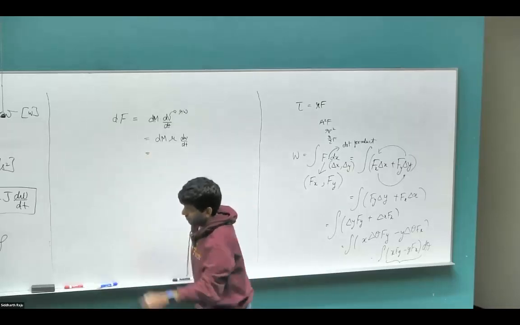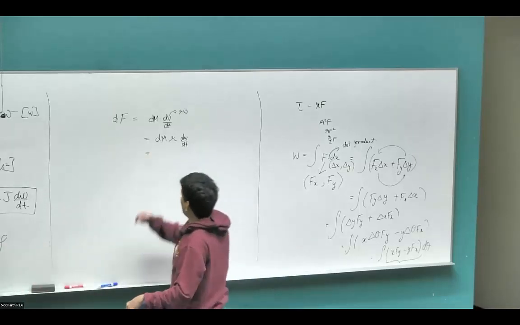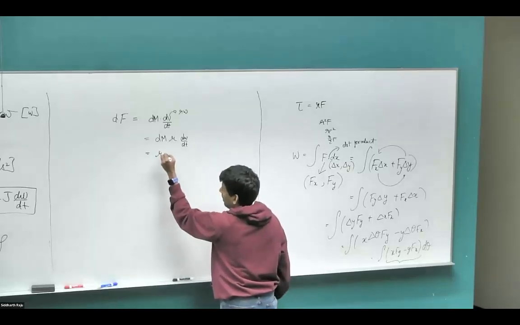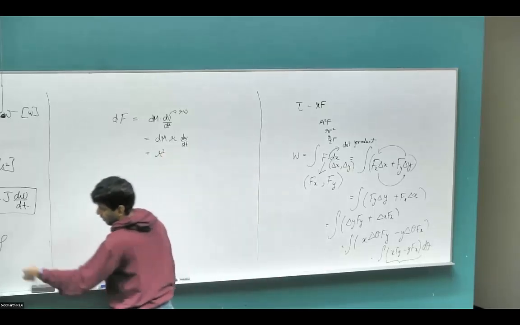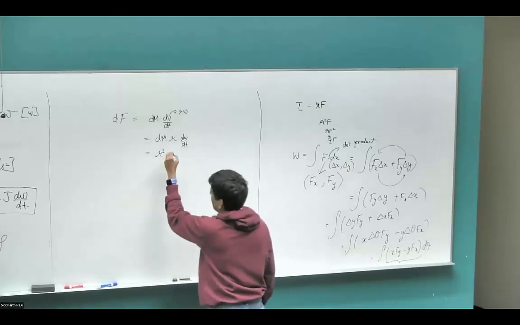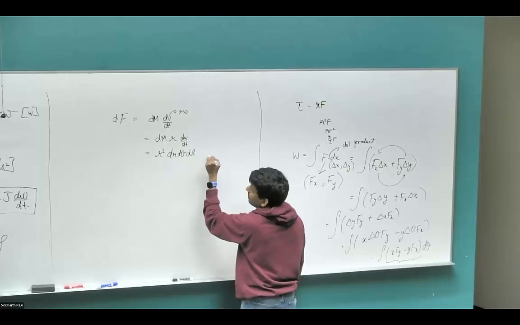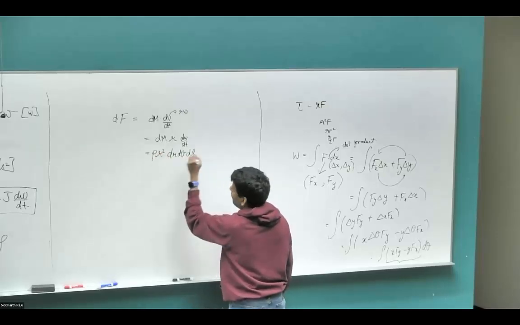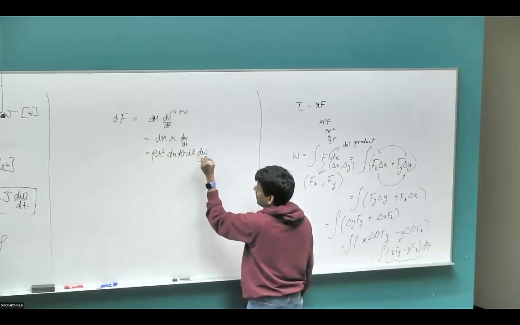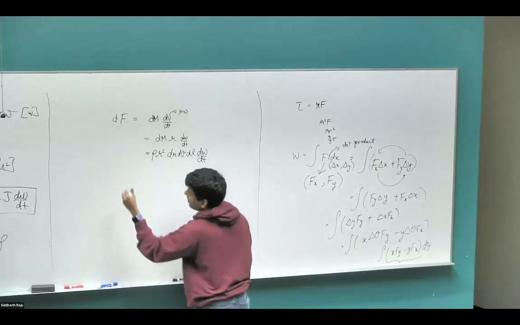And let's substitute for dm. So we have r there, we have another r here, we end up with r squared. I'm going to swap these around. r squared, dr, d theta, dl, rho, d omega by dt.